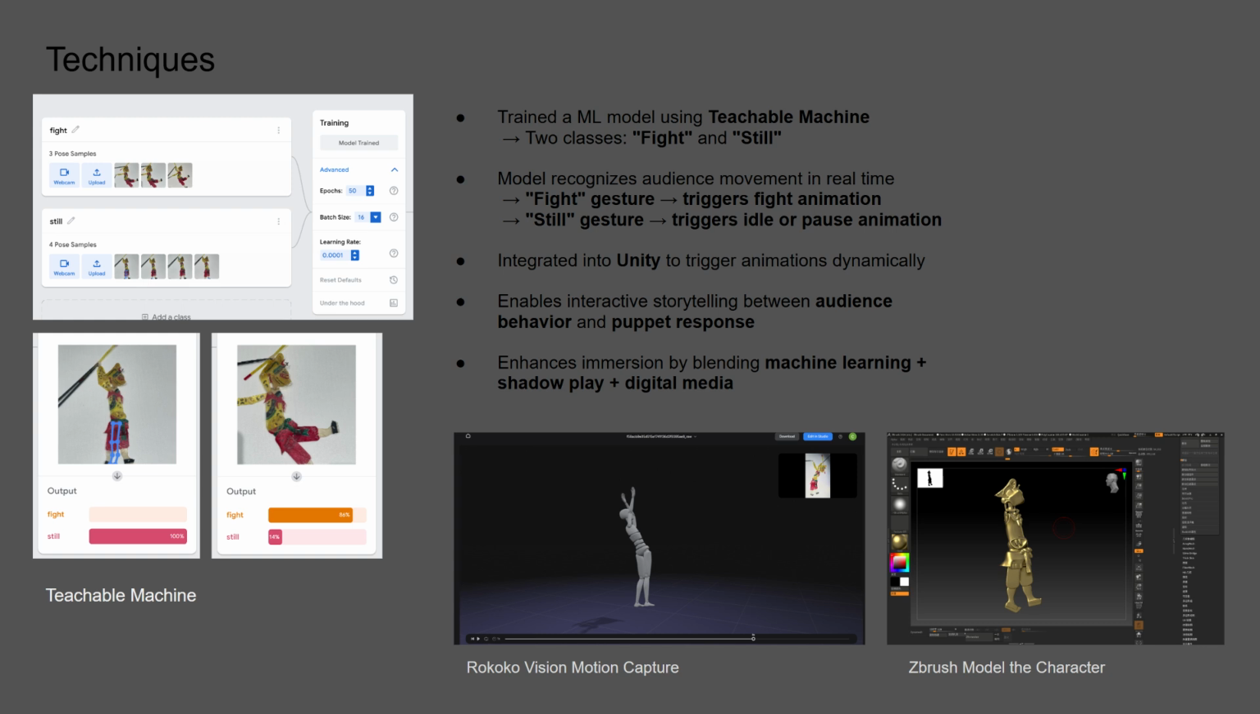For motion control, I used Teachable Machine to train a machine learning model based on two audience gestures, fight and stand still. Those gestures are recognized in real time and connected to Unity animations. When the audience makes the fight gesture, the puppet starts the fight animation, and when the audience stands still, the puppet slows down or pauses. The entire system enables an interactive storytelling experience where the audience's actions directly affect the narrative flow.